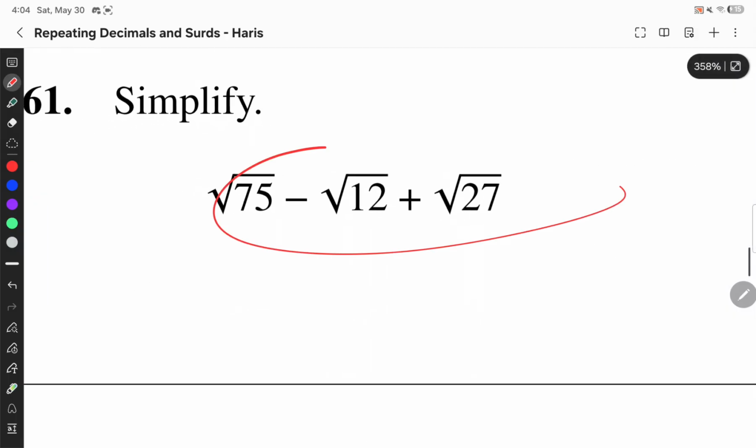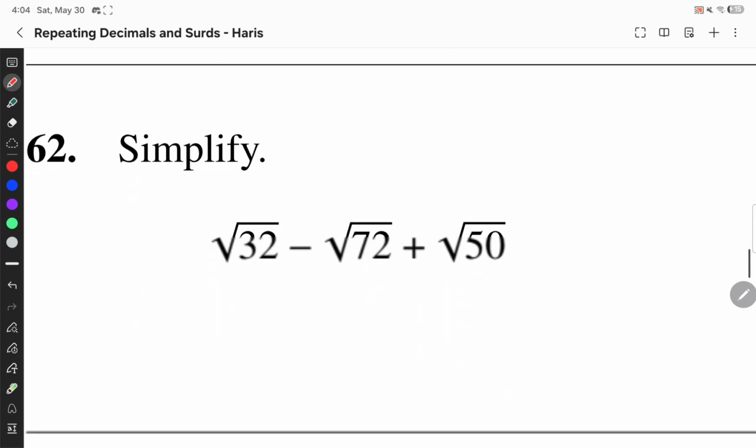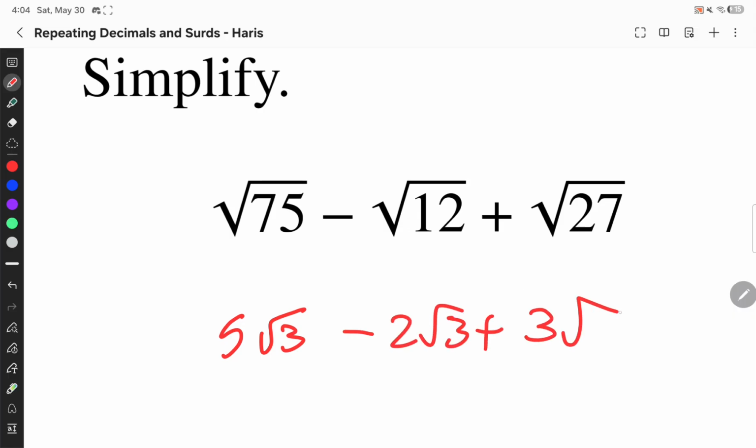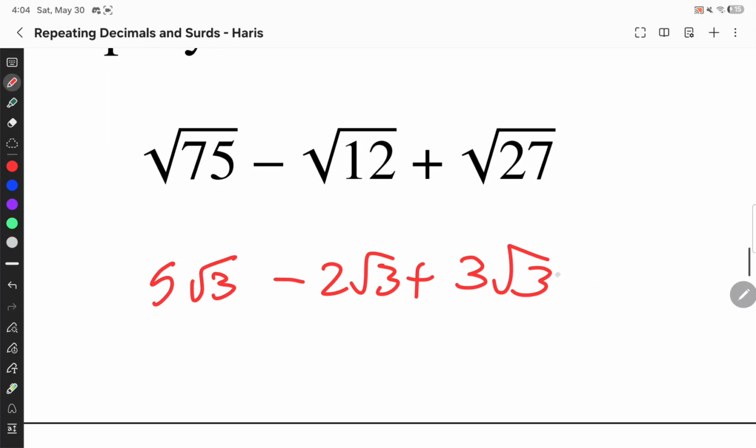Ooh, yeah. These guys, the trio. These guys are repeated in this one. Okay, this is fun. We use the first one like so. So this is 75, so this is 5 root 3 minus 2 root 3 plus 3 root 3. You can kind of see the pattern. When you solve for one, you know what the next third will be. So 5 minus 2 is 3, 3 plus 3 is 6, so 6 root 3.